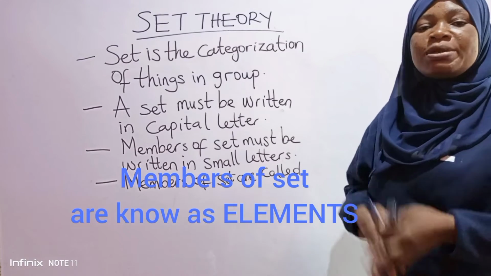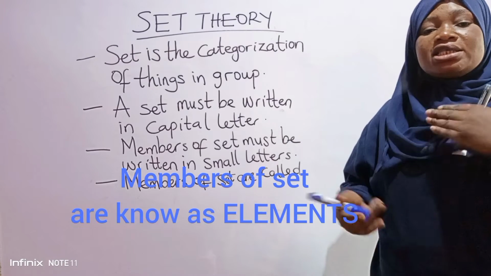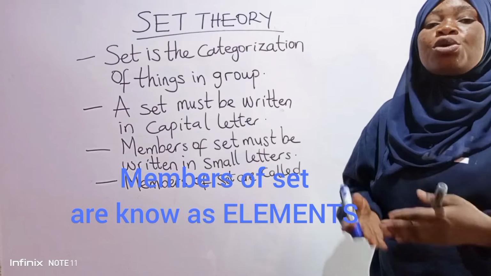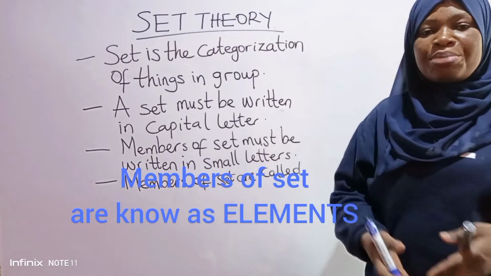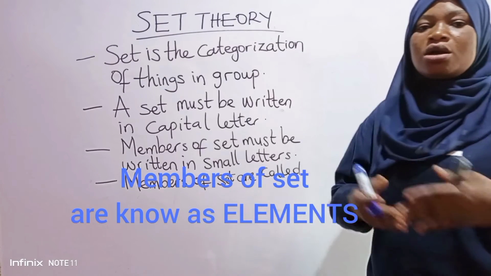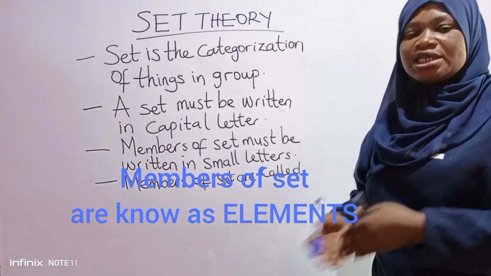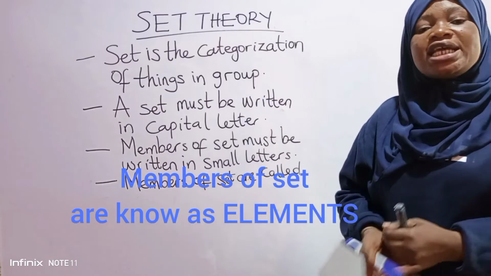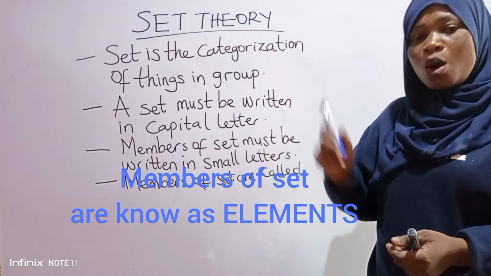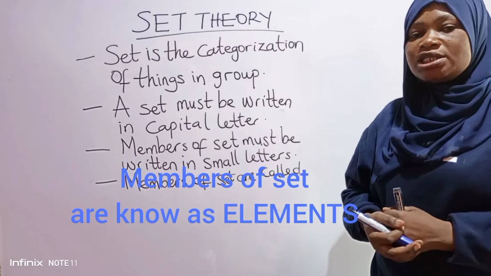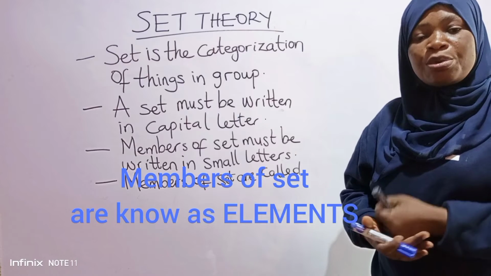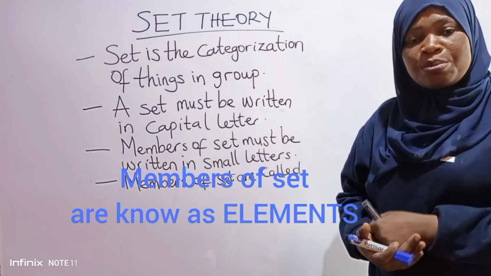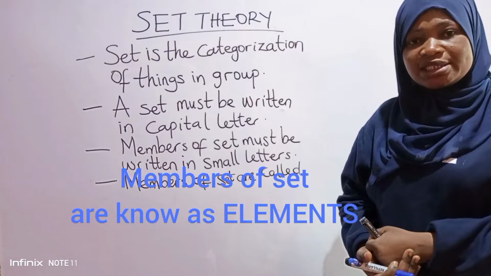So today we want to explain set theory. A set is the categorization of things in a group. That is, grouping of things, grouping of numbers, grouping of alphabets, and so on. A set must be written in capital letters. So I will give you an example, you will understand it. The members of a group must be written in small letters. Members of a group are known as elements.